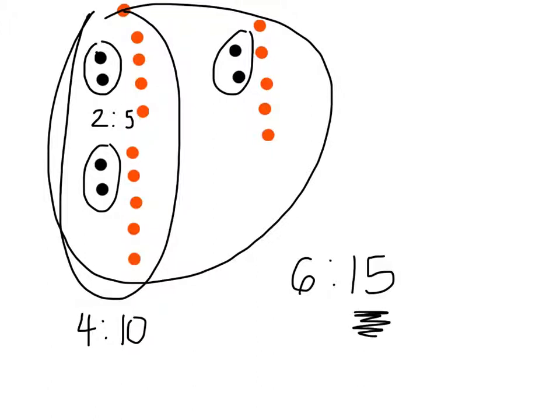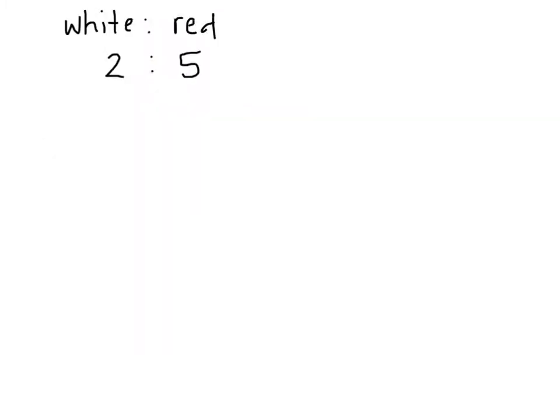How many white cans would we need? 6 cans. Does that make sense? Every time you add 2 white cans, you have to add 5 red cans. So for every 2 cans of white paint, I have 5 cans of red paint. Let's write this as a fraction. How do I write this as a fraction? 2 over 5. Okay? And remember, we're comparing white to red.